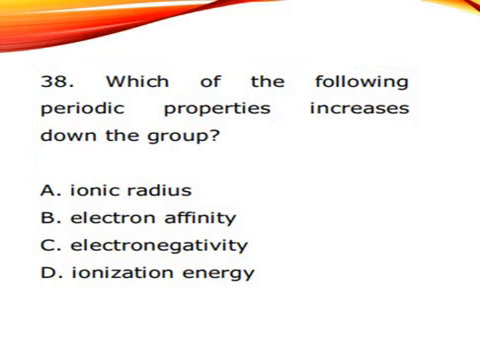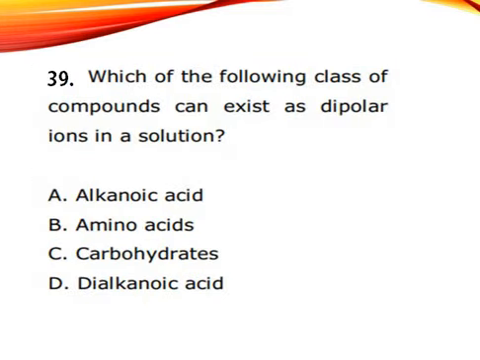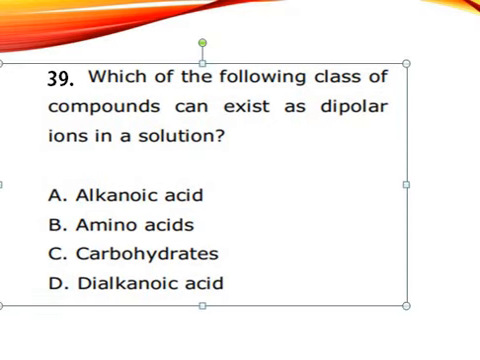And next we have question 39, which says, which of the following class of compounds can exist as dipolar ions in a solution? We have A. Alkanoic acids, B. Amino acids, C. Carbohydrates, and D. Dialkanoic acids. One of the peculiarities of amino acids is that when they are dissolved in a solution, they form both positive and negative ions, and they are called Zwitter ions. So your answer here is B, amino acids.